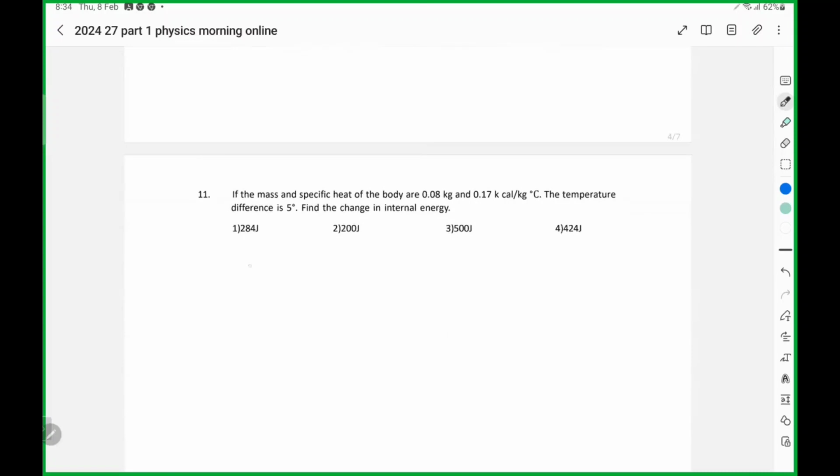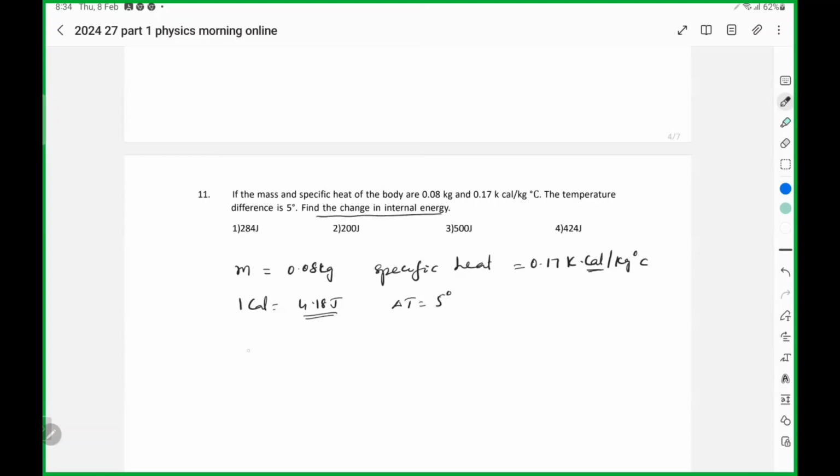Here the mass of a body he has given as 0.08 kg. Specific heat he has given as 0.17 kilocalorie per kg. So calorie is a CGS unit. You should be very careful about the units. All must be in the same system. 1 calorie is approximately this. The temperature difference is 5 degrees. Find the change in internal energy.